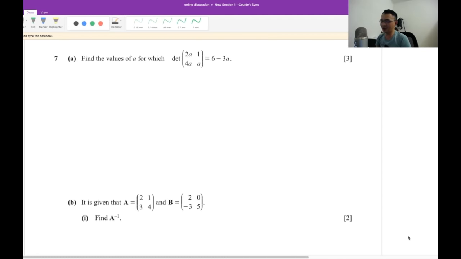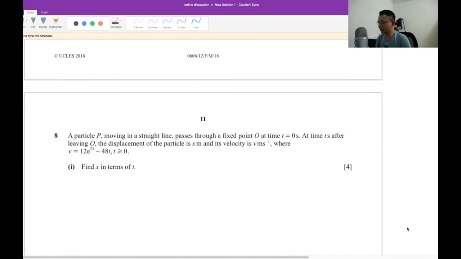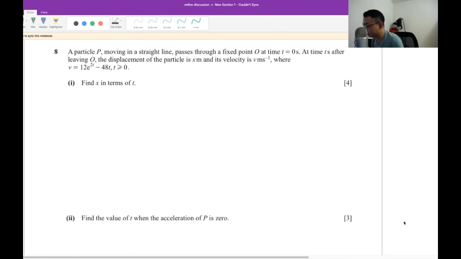Okay, matrix, I'm going to skip the matrix because matrix should be very easy. You learn it in math. So I will skip this one. Okay, kinematics.